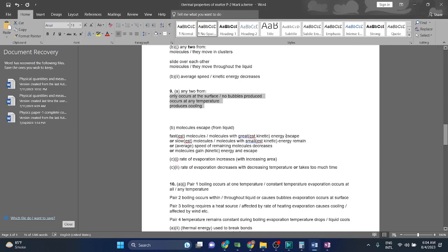So the fastest molecules with the greatest kinetic energy escape, or the slowest molecules with the smallest kinetic energy remain. The average speed of the remaining molecules decreases, as I told you. Molecules gain kinetic energy and escape, and that kinetic energy is gained from the surroundings. That is why evaporation has a cooling effect, because the heat energy is absorbed by the water, which causes the rest of the environment to be cooler.